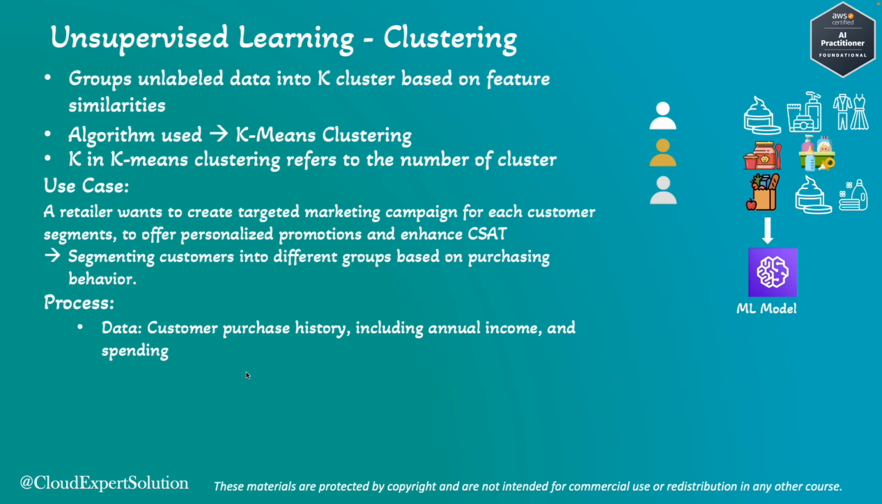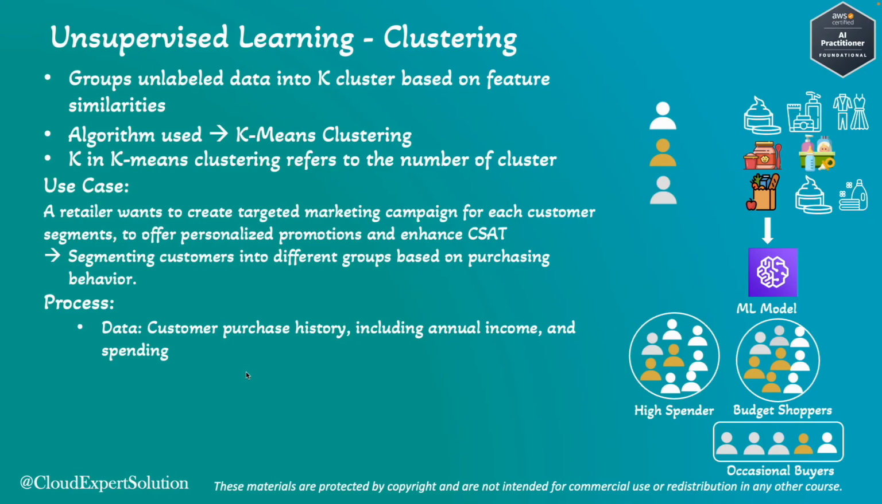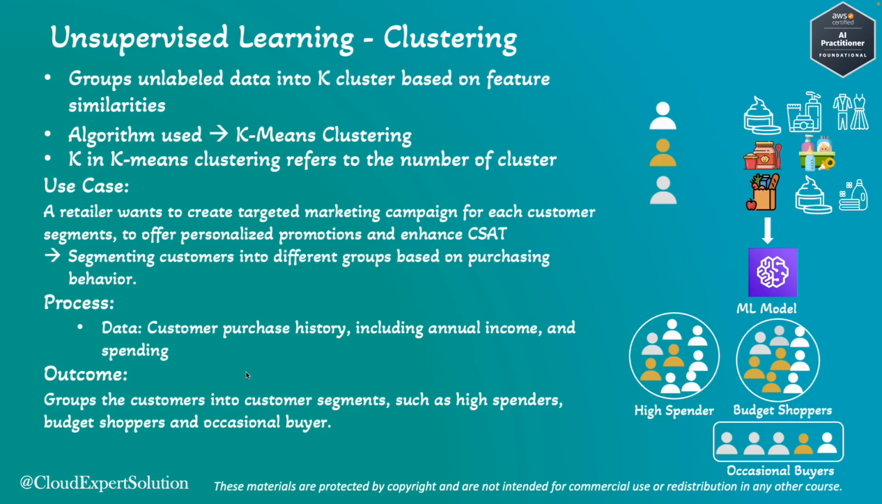Now, when we feed the data into our machine learning model, which is driven by K-means clustering, it is going to segregate the customers into different segments. So the outcome will be that it groups the customers into segments such as high spenders, budget shoppers versus occasional buyers. And once the retailer has the customer segments, they can target their marketing campaigns or offers based on their purchasing habits.